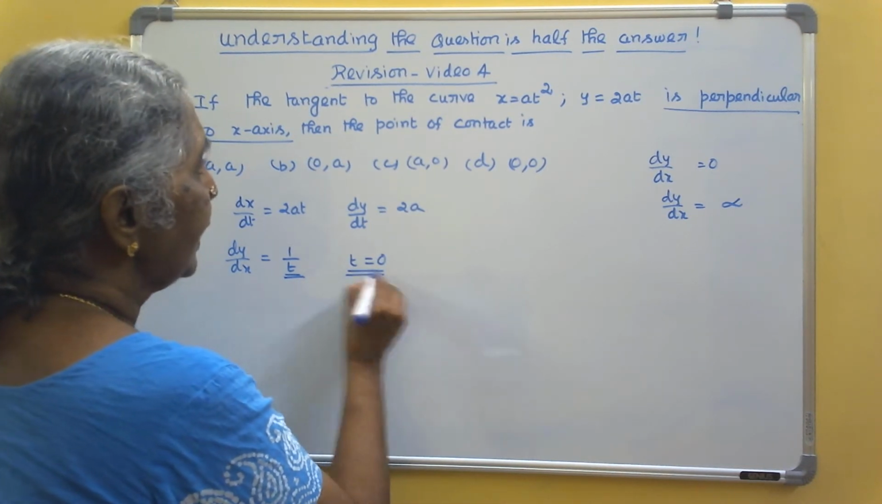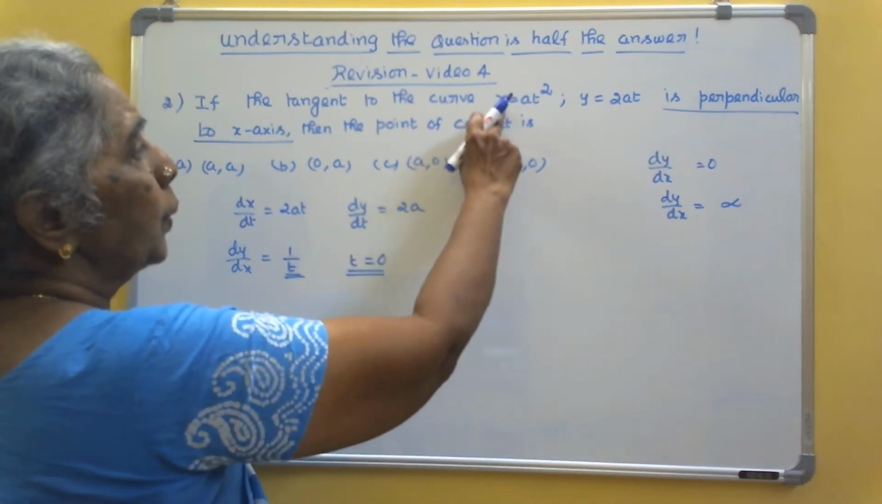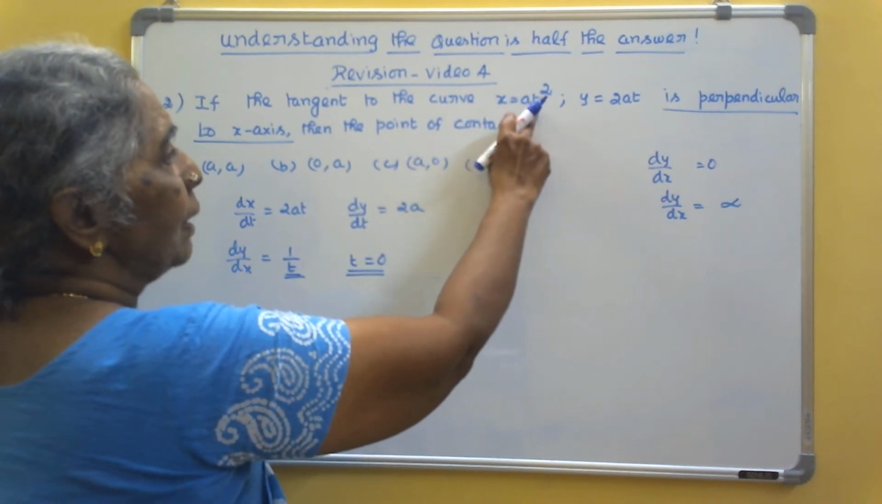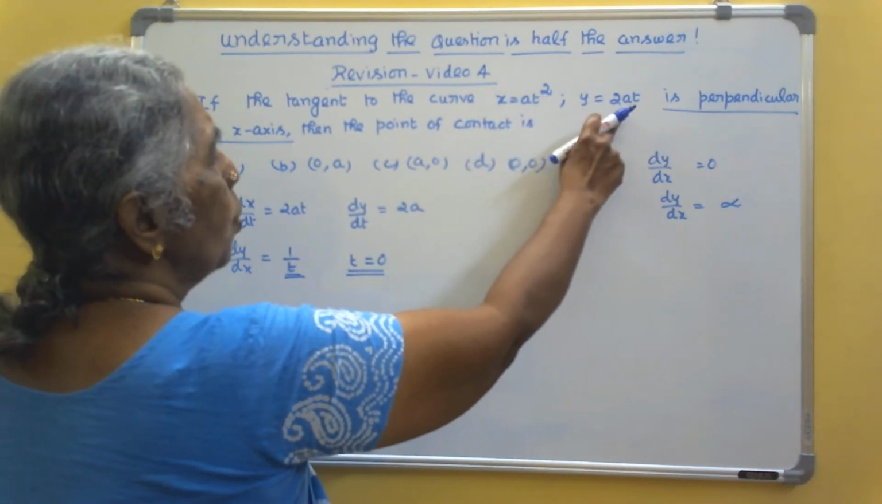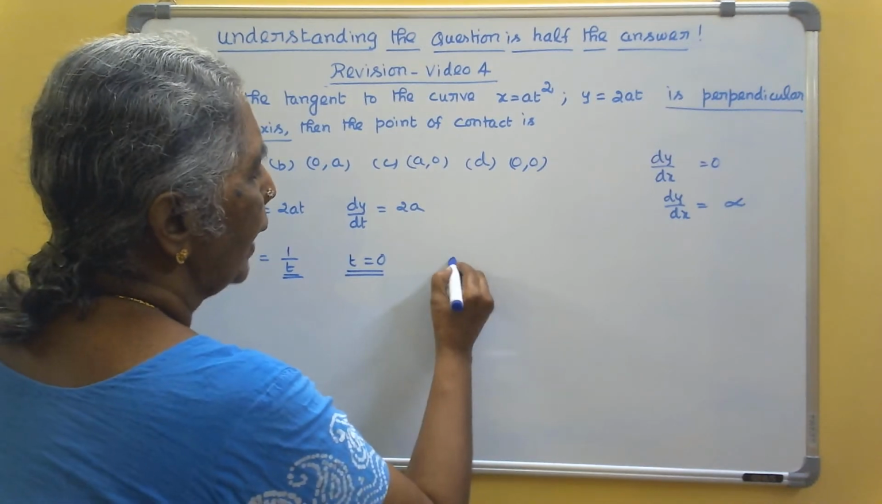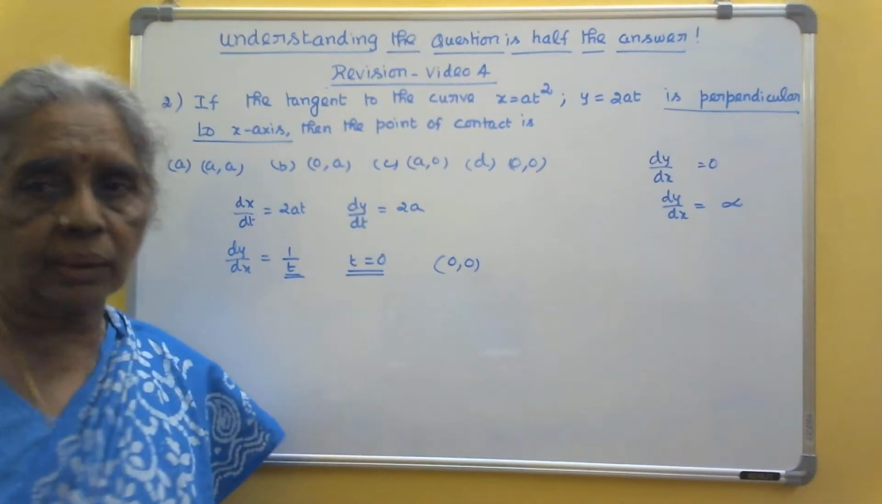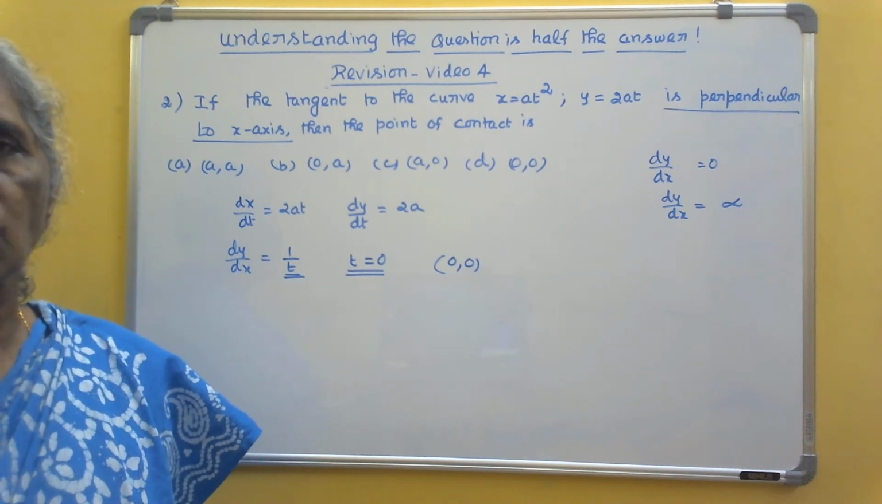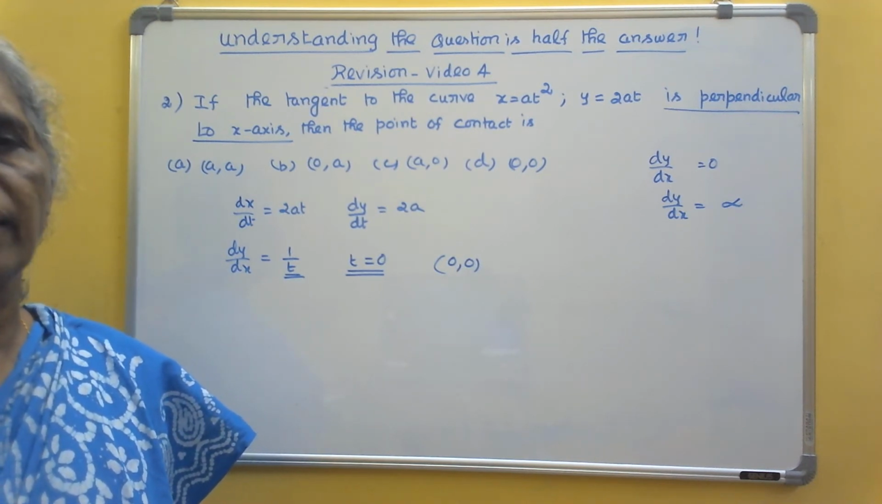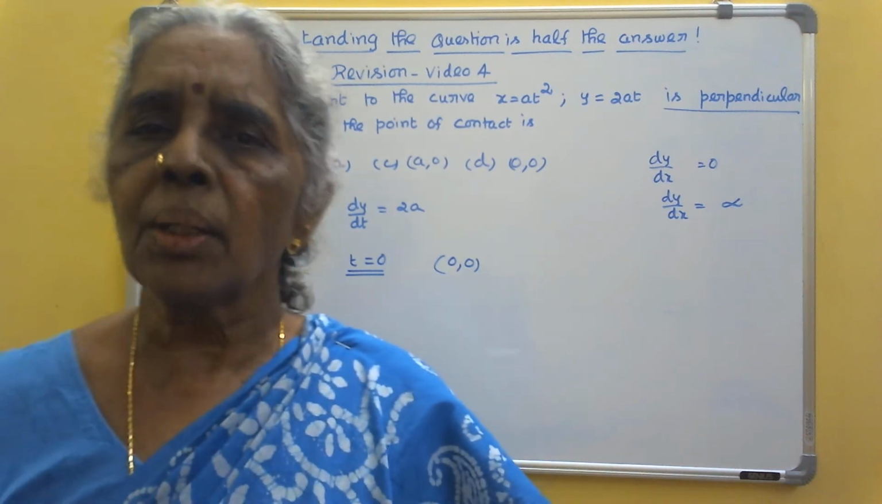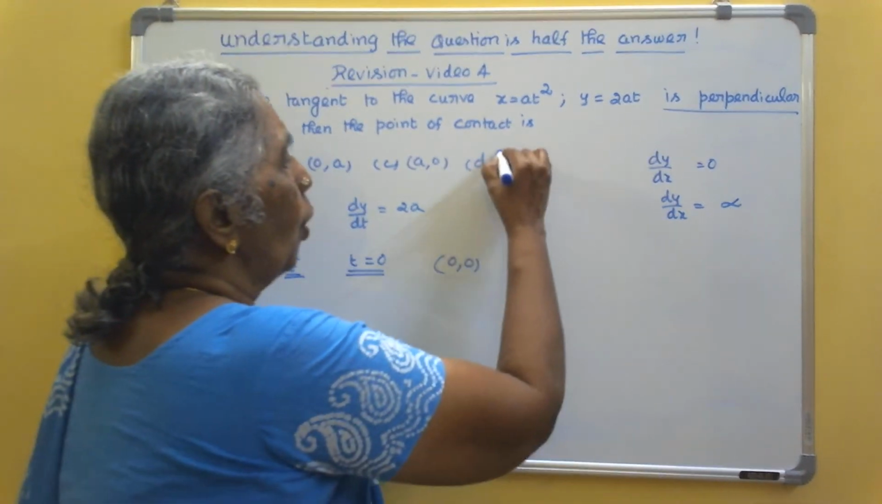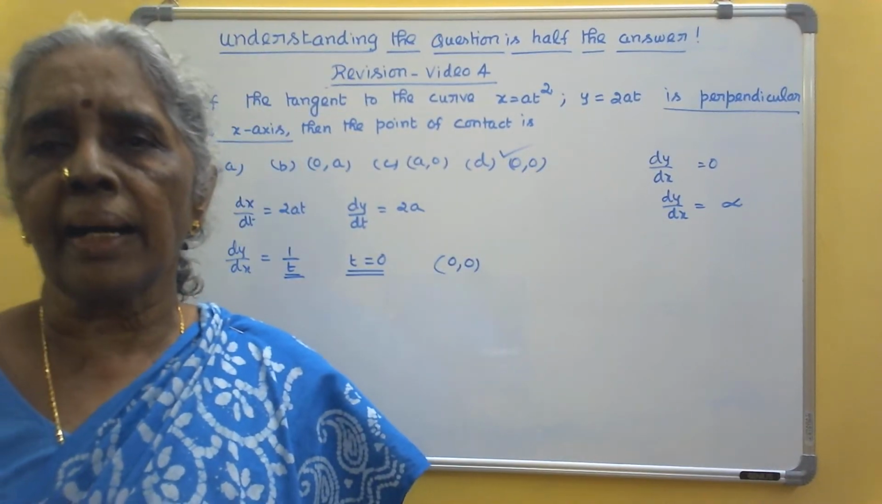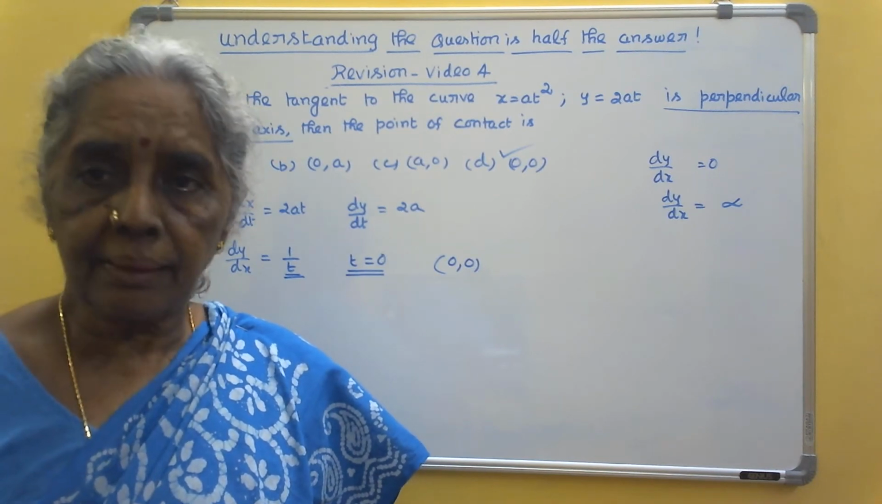Once you get t equal to 0, you go to x. So, x will become 0 and y also will become 0. So, at the point (0, 0), that is at the origin, the tangent to the curve x = at², y = 2at will be perpendicular to the x-axis. So, option D is the correct option. Is this clear to you?